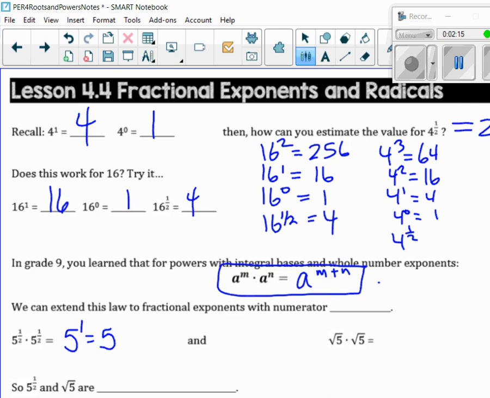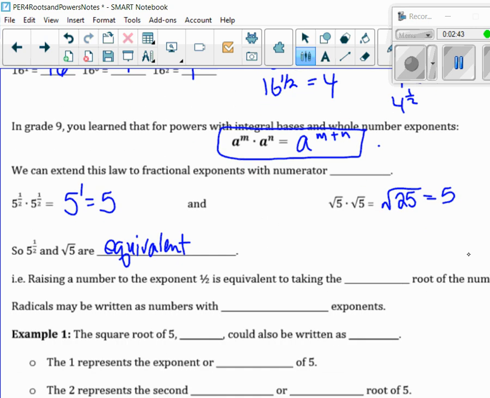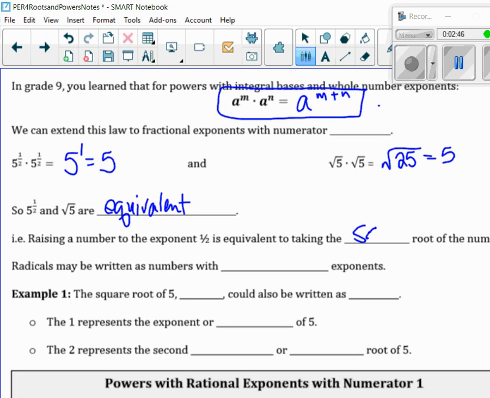Look at this. The square root of 5 times the square root of 5 is the square root of 25, which is 5. Is that not the same thing? So that's the kicker here: 5 to the power half and the square root of 5 are equivalent. I have one word, so it must be equivalent. Raising a number to the exponent a half is equivalent to taking the square root of a number.